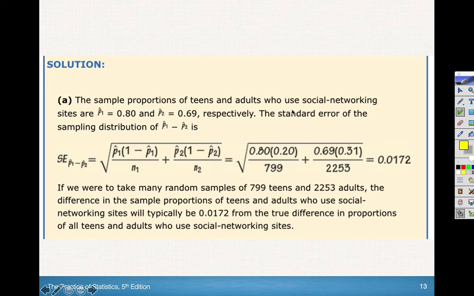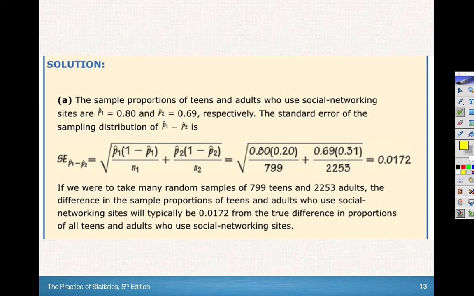So, an interpretation of standard error. Again, standard error is always typical variation in something in the long run. It's in the long run, the typical variation. So for this, it would be if we take many random samples, that's the in the long run part, of the same size, the difference in the sample proportion of teens and adults who use social networking sites would typically be, right, typical variation, about 0.0172 from the true difference in proportion of all teens and adults.